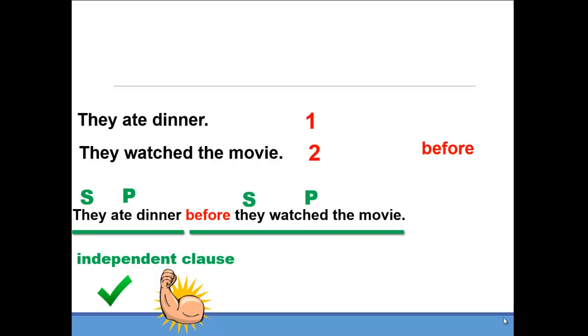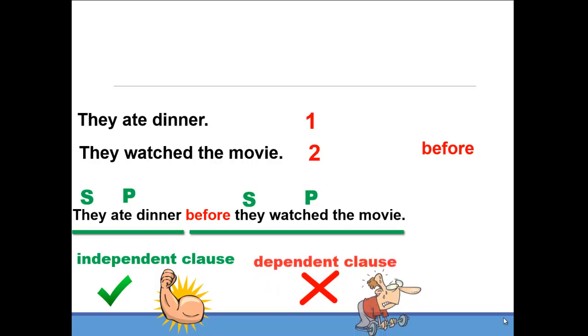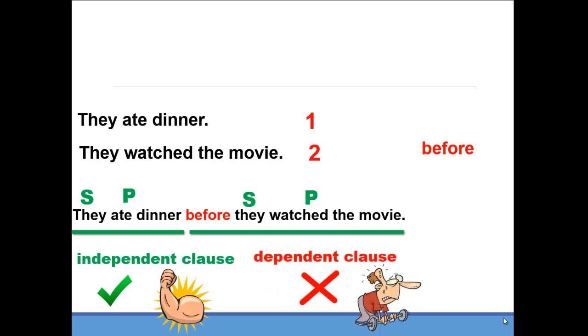Before they watched the movie. What happened? I don't know. So no, I can't use this part alone because it doesn't tell complete information. So it is the dependent clause. What does it begin with? It begins with the subordinating conjunction. So the dependent clause always begins with the subordinating conjunction.